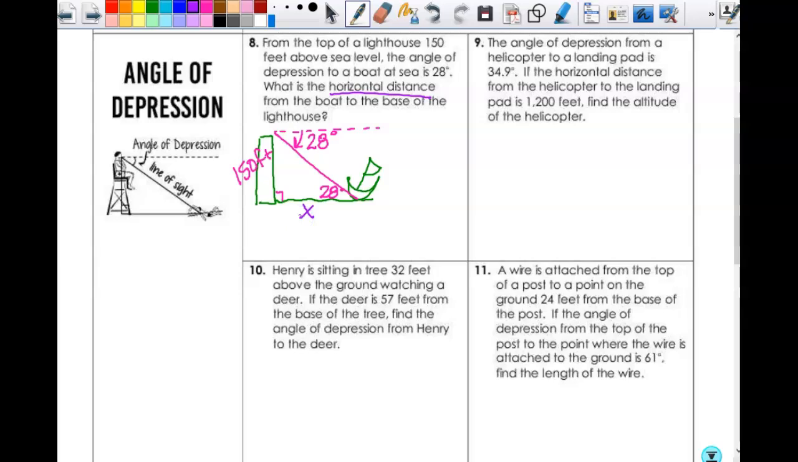If it just said, what is the distance from the boat to the lighthouse? This is the distance from the boat to the lighthouse, right? Well, maybe not. It depends, but it's got to tell you horizontal. Or if there was a person up here, the distance from Tommy to the boat, that would be this. But for the horizontal distance, look for those words so you make sure you know which pieces you're looking for, okay?